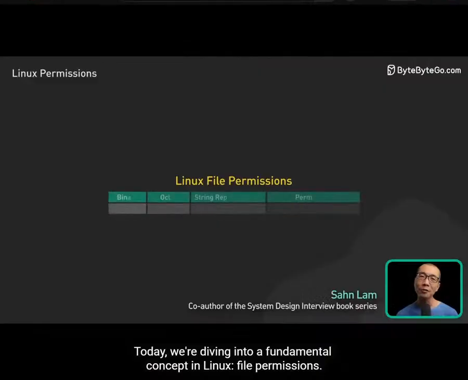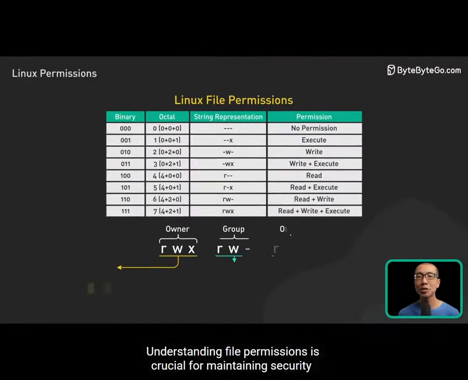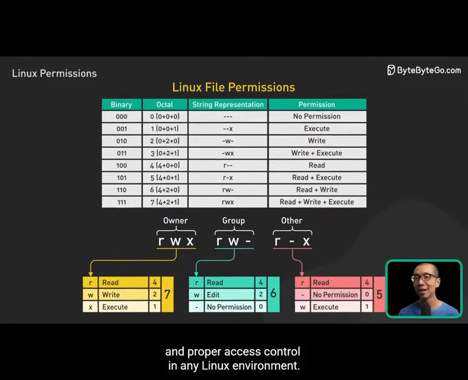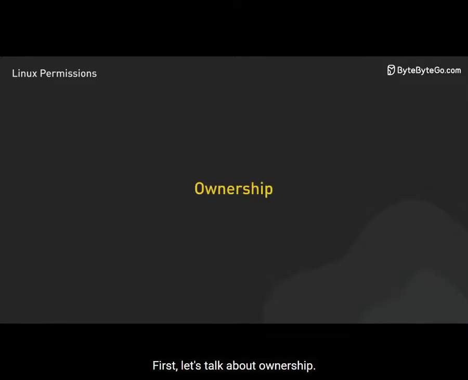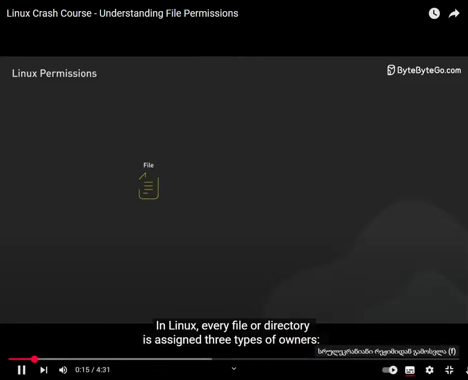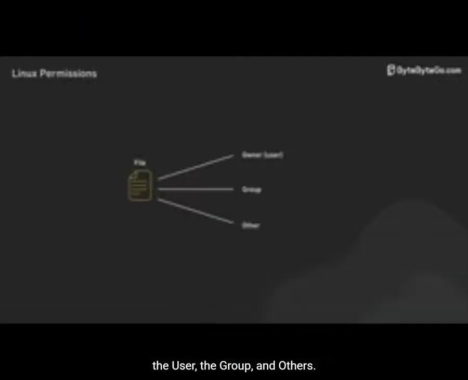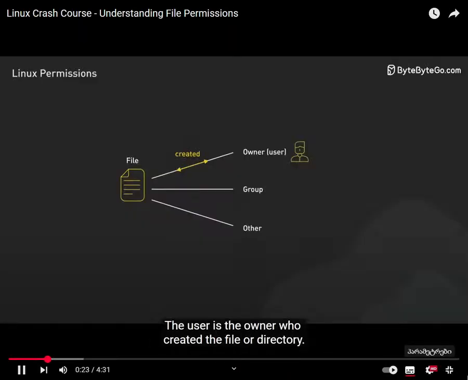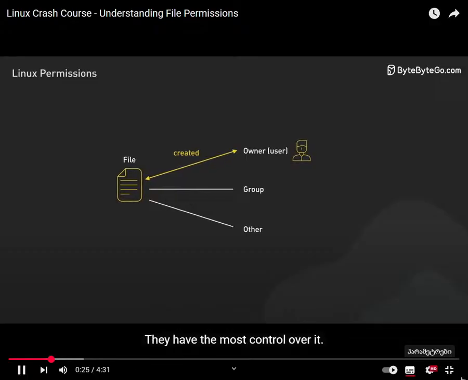permissions. Understanding file permissions is crucial for maintaining security and proper access control in any Linux environment. So let's get started. First, let's talk about ownership. In Linux, every file or directory is assigned 3 types of owners: the user, the group, and others. The user is the owner who created the file or directory. They have the most control over it.